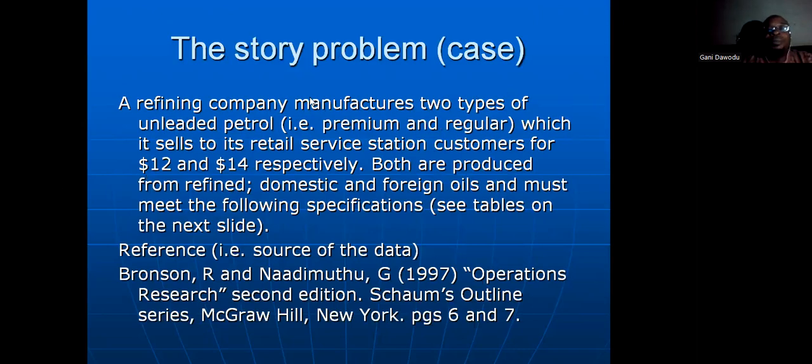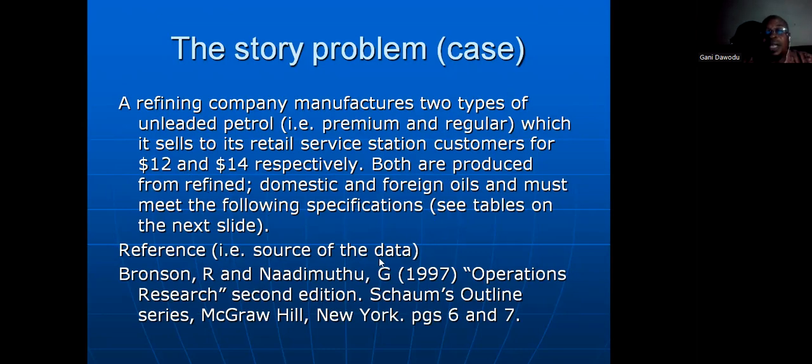Now, the story. A refining company manufactures two types of unleaded petrol, premium and regular, which it sells to its retail service station customers for $12 and $14 per barrel, respectively. Both are produced from refined domestic and foreign oils and must meet the following specifications, as contained in the table, which I'll show you in a minute.